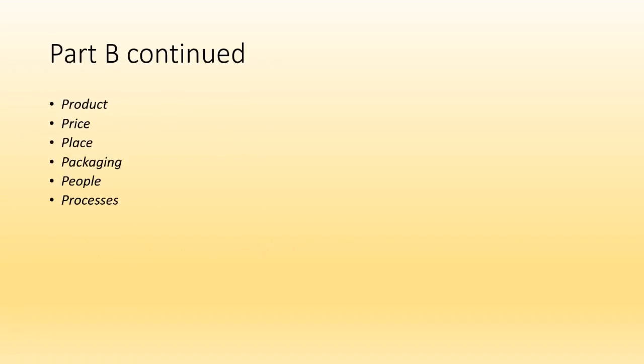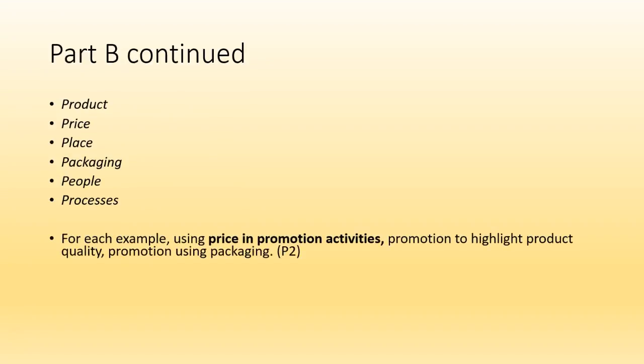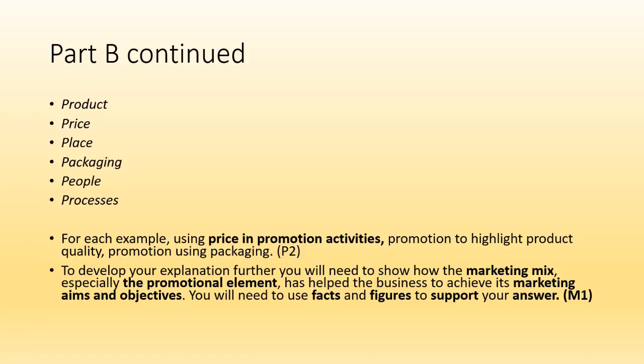So to develop this further, for each example, you need to basically link how they're using price, promotion and packaging. I have left physical evidence off this book because it's getting really crowded, but make sure you include it. To develop your explanation further, you need to show how the marketing mix, especially the promotion element, has helped achieve its marketing aims and objectives. Now, if you're going to choose Audi, remember I had 3 objectives. It's in the booklet. You need to go through each of these and how it's related to it. Also physical evidence, make sure you stick that on it.